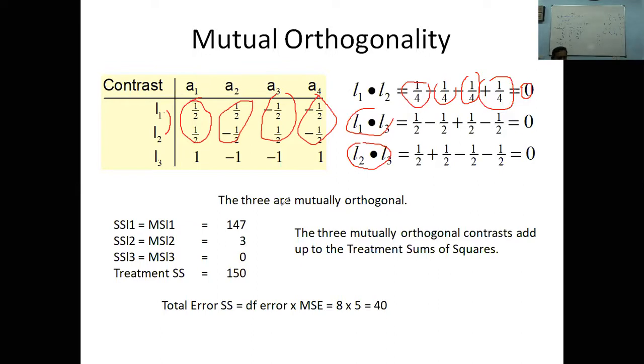Without break. The three mutually orthogonal contrasts are there. Their sums of squares are given there as an example. Sums of square or mean square is the same. Second one, third one as an example, right? So if you add all these sums of squares, as I pointed out earlier, it should be equal to the sums of square of treatment.